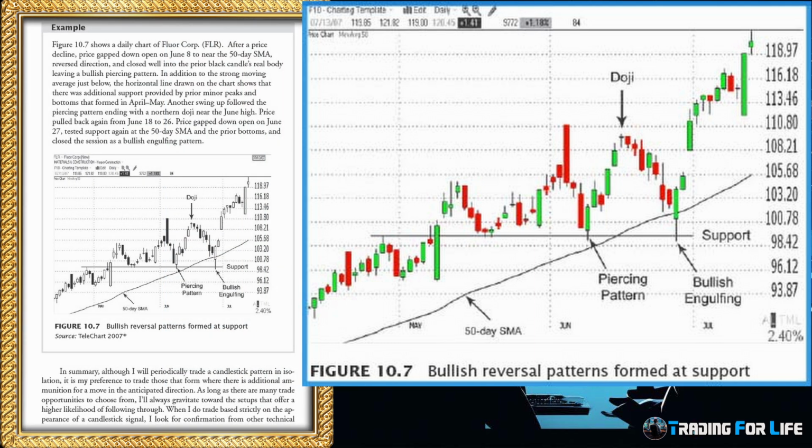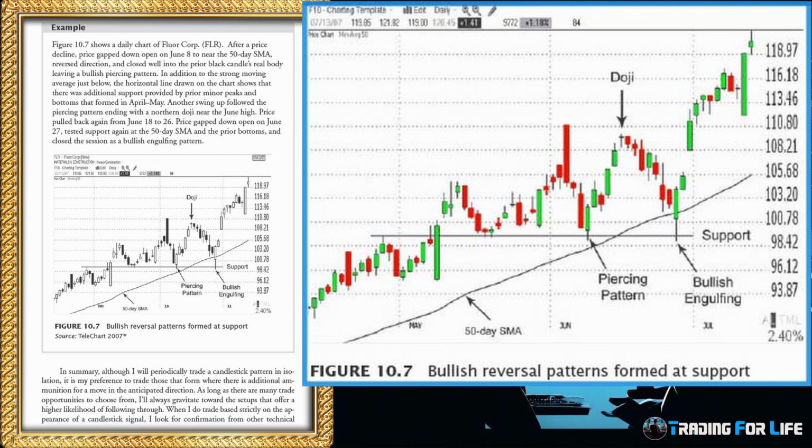Example, figure 10.7 shows a daily chart of Fluor Corp. FLR. After a price decline, price gapped down open on June 8th to near the 50-day SMA, reversed direction and closed well into the prior black candle's real body, leaving a bullish piercing pattern. In addition to the strong moving average just below, the horizontal line drawn on the chart shows that there was additional support provided by prior minor peaks and bottoms that formed in April to May.